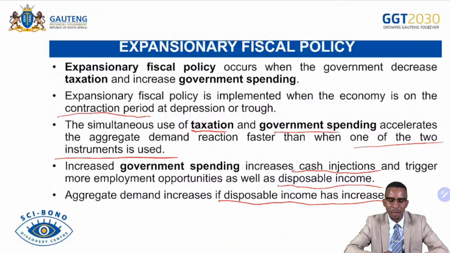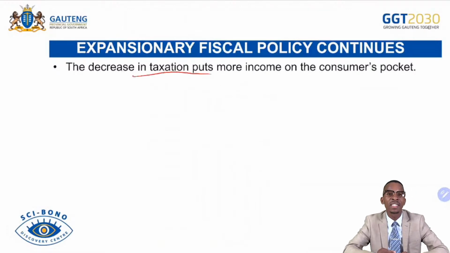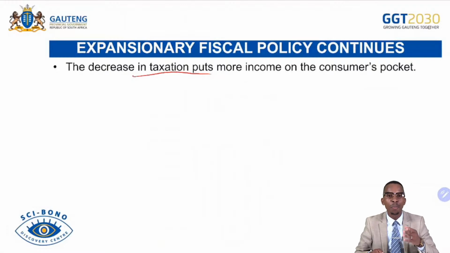We continue with the expansionary fiscal policy. The decrease in taxation puts more income in the consumer's pocket. So if ever the tax has been reduced, in this case, we talk about either the direct tax or indirect tax. For instance, if the government intervened by lowering the personal income tax, employees or households that are employed will be having more disposable income, which can lead to greater demand for goods and services, which we regard as aggregate demand.